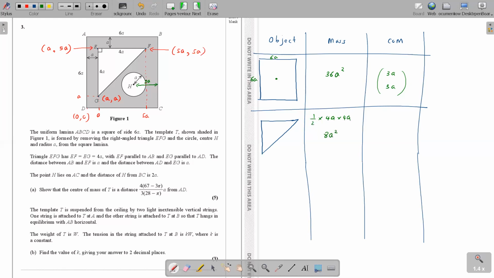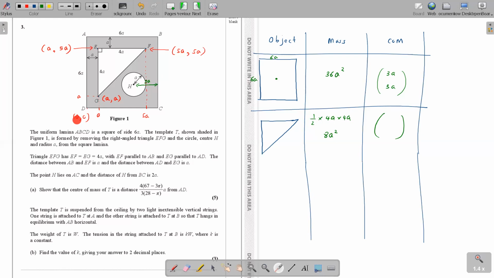And what about the center of mass? Add and divide by 3. You have to add the 3 coordinates and divide by 3. What's the x coordinate? A plus 5a plus 0. That is 6a. 6a divided by 3 is?